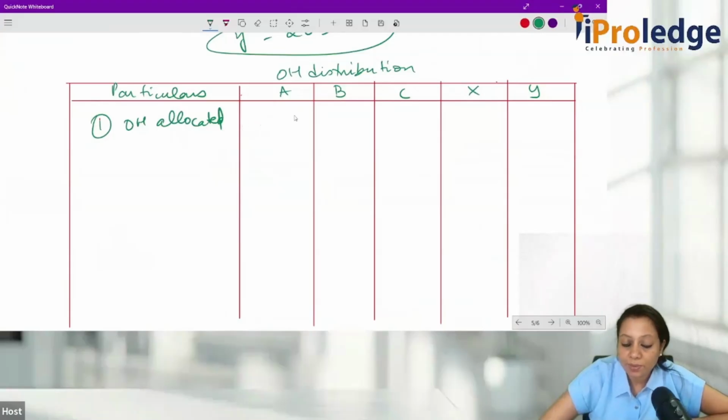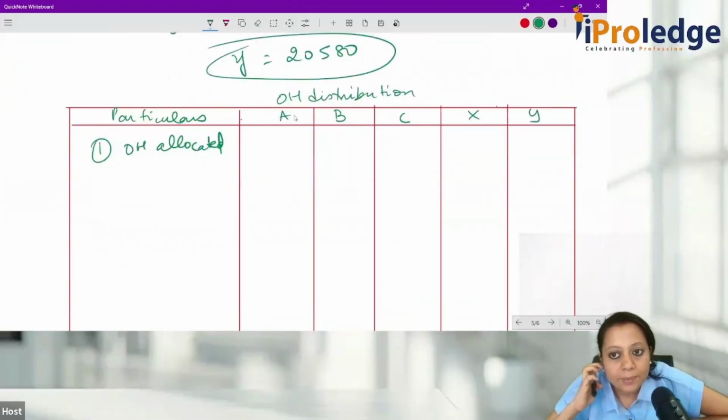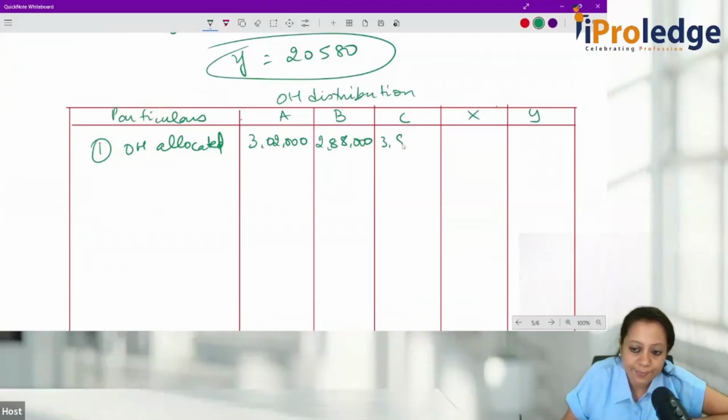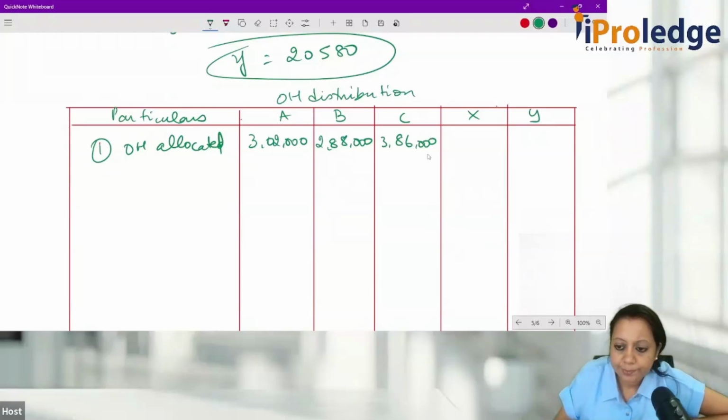I forgot the amount. How much was it? 3,02,000. 2,88,000, no? Okay. And the last one is? And this one was how much? 46,250 and 15,750. Am I correct?